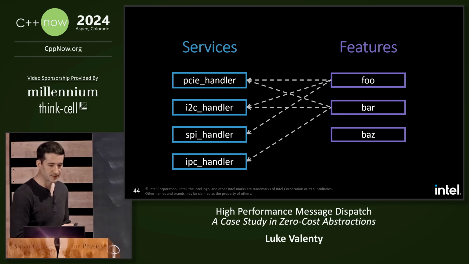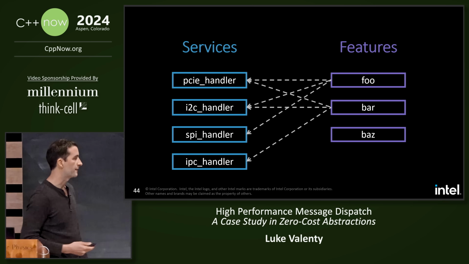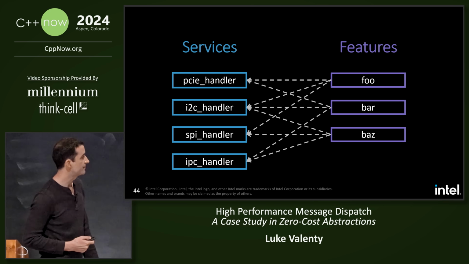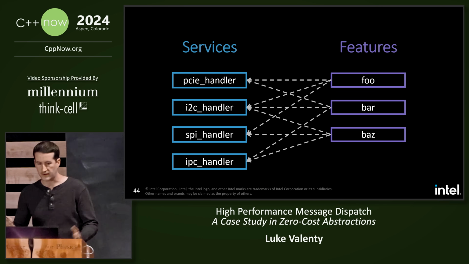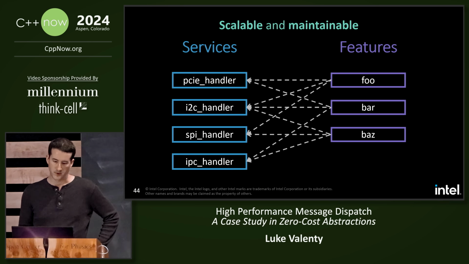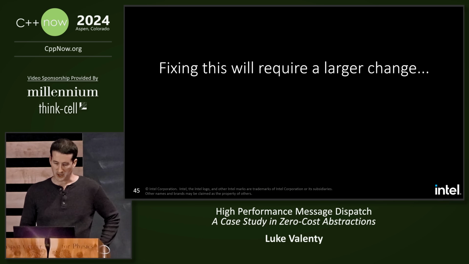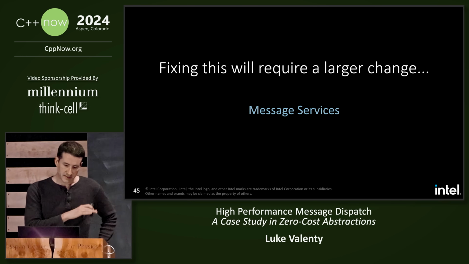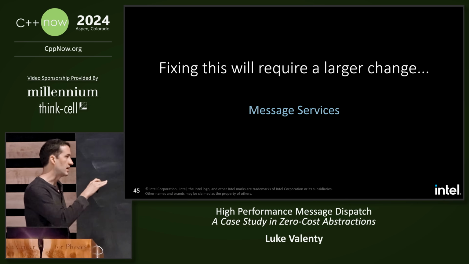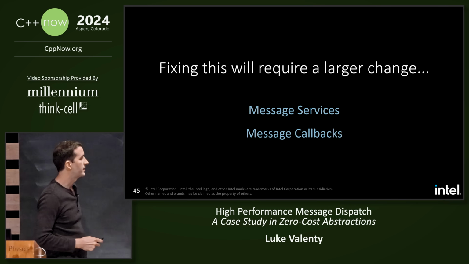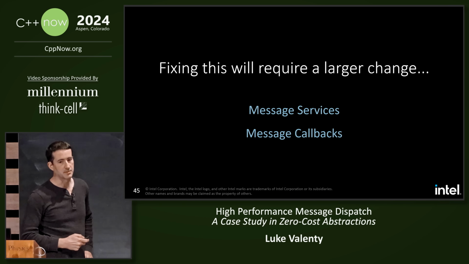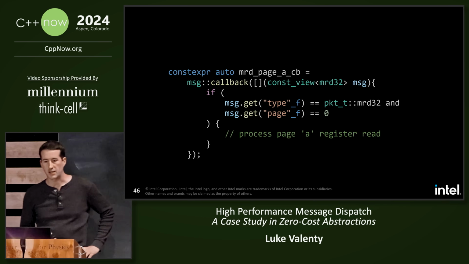Instead, we want to use CIB, and we want our features to depend on the services, right? So we can remove a feature, and it's fine. We can add a new feature, and that's okay, too. I don't think any of this is revolutionary. But fixing this requires a bigger change. We can't just refactor it piecemeal on the slides. So we need to move over to the message services and message callbacks within CIB.